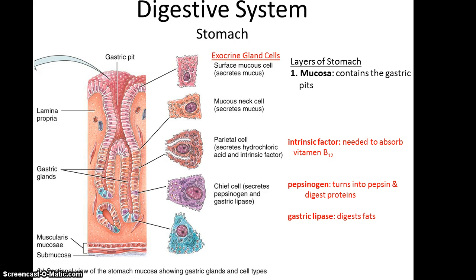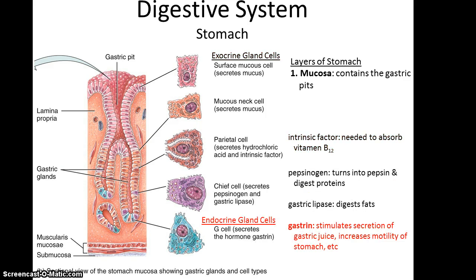And these are all exocrine gland cells. They are exocrine gland cells that are producing and dumping their products into a duct. Then there's one set of cells that are endocrine gland cells. This is the G cells, and they secrete the hormone gastrin. And this hormone gets into the bloodstream and basically stimulates the stomach to secrete gastric juice, increase its motility, and so forth. So basically, it's just telling the organ it's a part of to get to work.